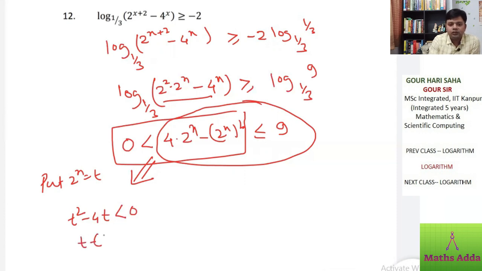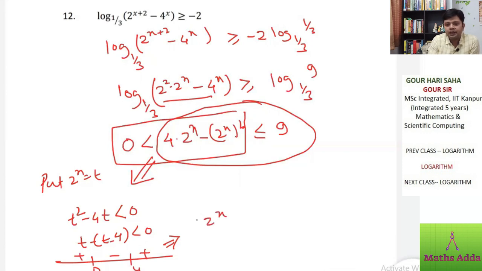t into t minus 4 less than 0, number line 0, 4, plus minus plus. So what is the value of t? T is 2 to the power x. 2 to the power x is from 0 to 4, right? So what is the value of t? T is from 0 to 4, and t is 2 to the power x.